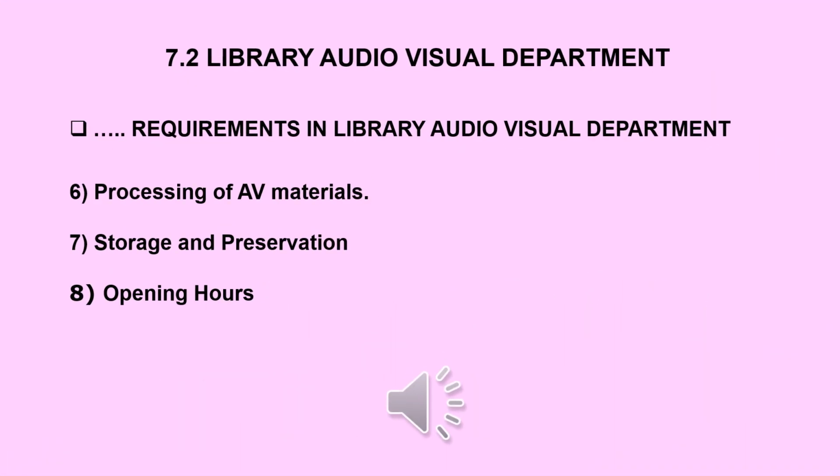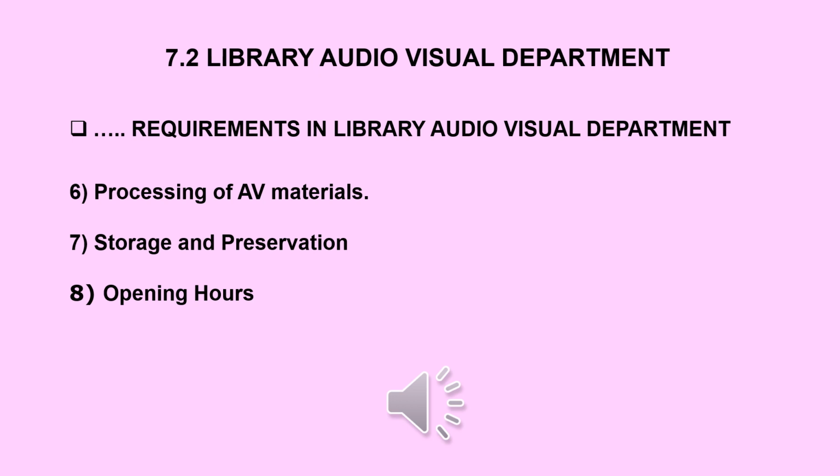Another requirement in a library AV department is the processing of AV materials. The AV department head has to determine the process involved in acquiring and providing materials to the users. They need to determine the acquisition responsibilities and duties, whether the department handles the cataloging of audiovisual resources or not. They may have to decide on the duplicating and copying policies and procedures for AV materials.